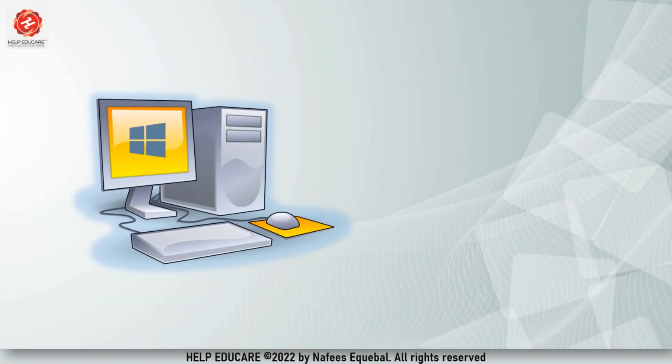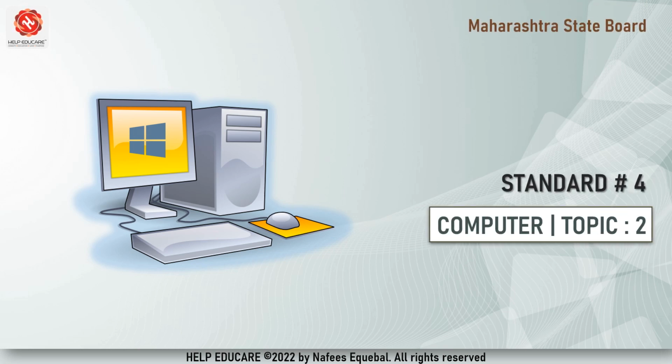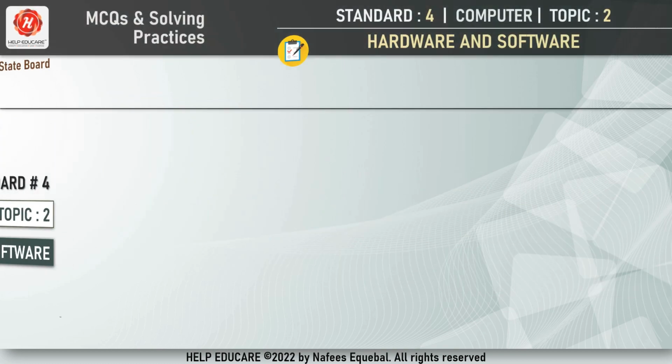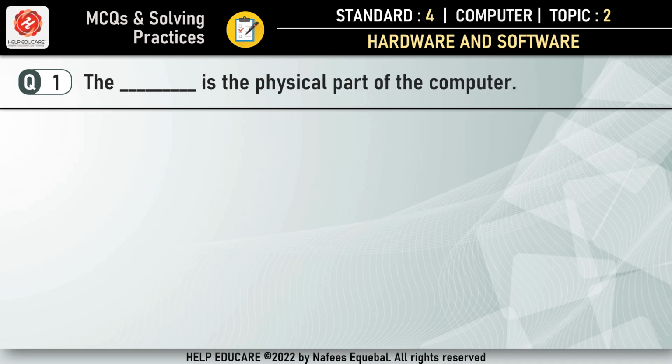Dear students of Standard 4 from Maharashtra Board. Today, we are going to solve some multiple choice questions from subject computer, topic, hardware and software. Question number 1. The dash is the physical part of the computer. First option, software. Second option, hardware.